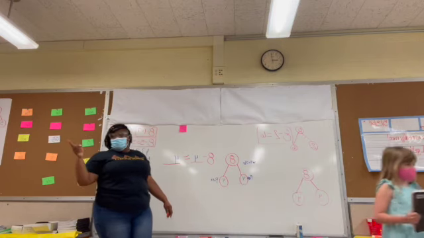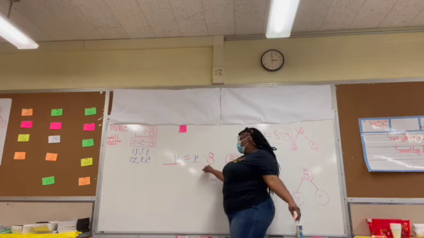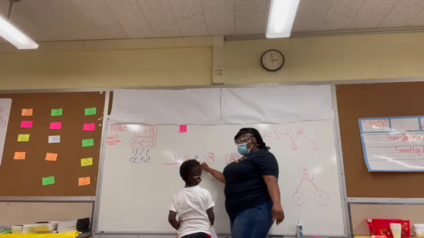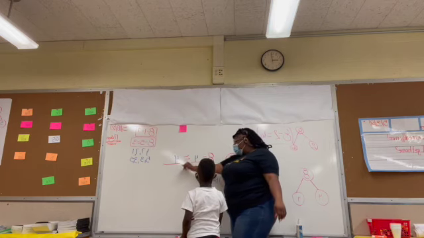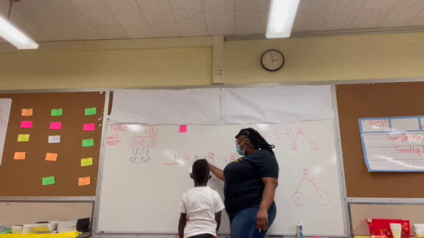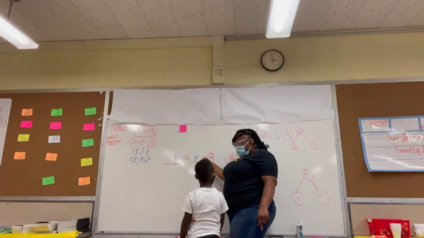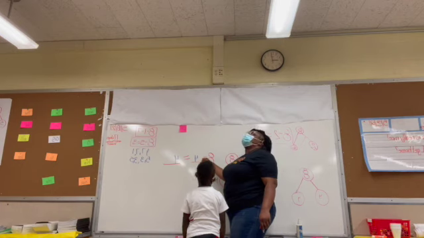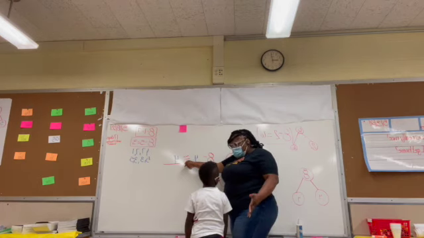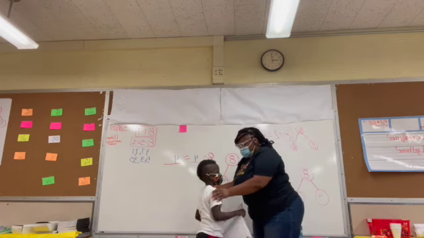Come here. Because you had the same thing. And I want you to explain how you got your numbers. First, read this number sentence. Eight take away four equals four. How did you get your fours? What did you do to get them? I did it with my linking cubes.